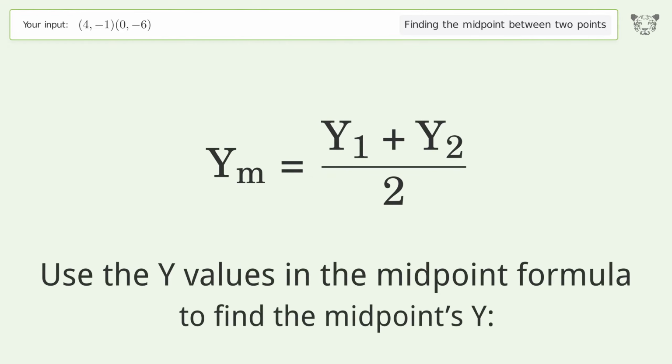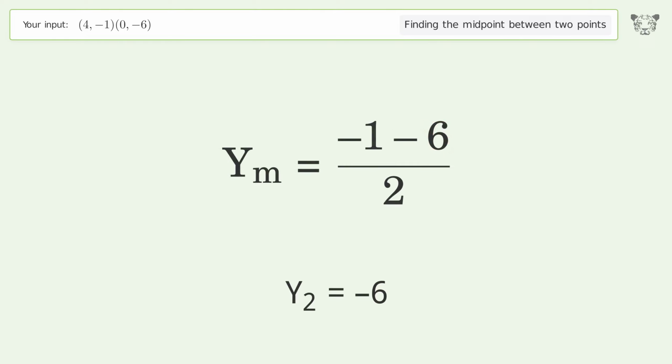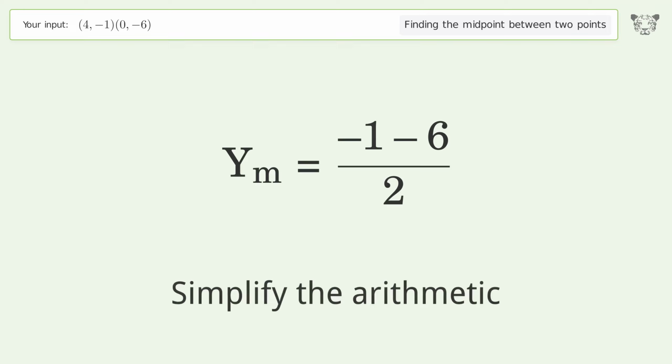Use the y values in the midpoint formula to find the midpoint's y. y1 equals -1. y2 equals -6. Simplify the arithmetic.